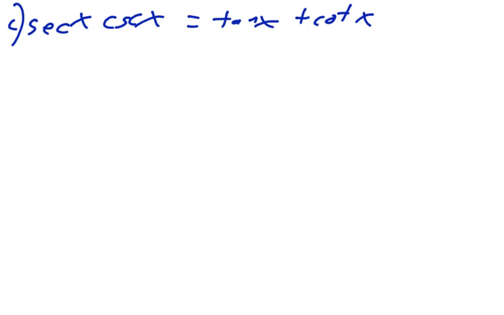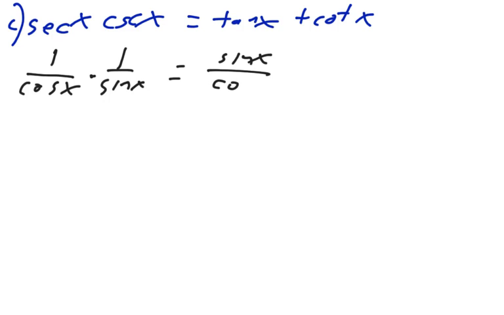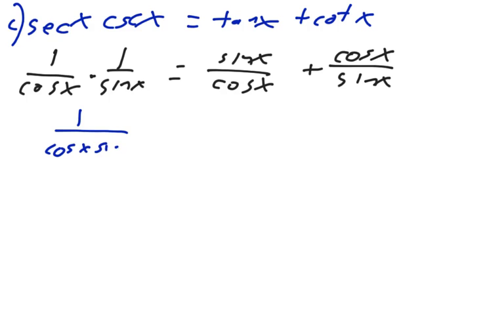Alright, letter C has secant x cosecant x equals tangent x plus cotangent x. So that's 1 over the cosine and 1 over the sine. Tangent is equal to sine over cosine plus cosine over sine. Now on the left side, we can just put those two fractions together because we have multiplication.